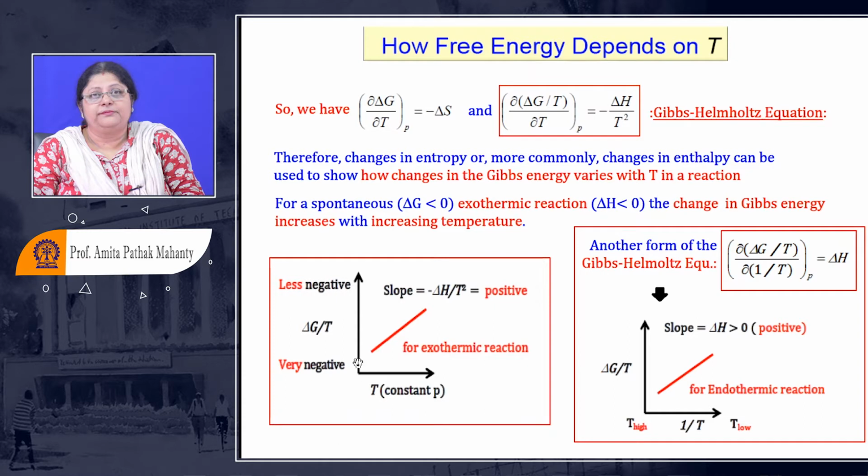Suppose I have delta G by T plotted against temperature. This is what we mean: we are looking into the variation of delta G by T for a reaction when there is a change in temperature. So this is how we are going to plot. Now, if the reaction is spontaneous and the reaction is exothermic, then how will the plot look like?